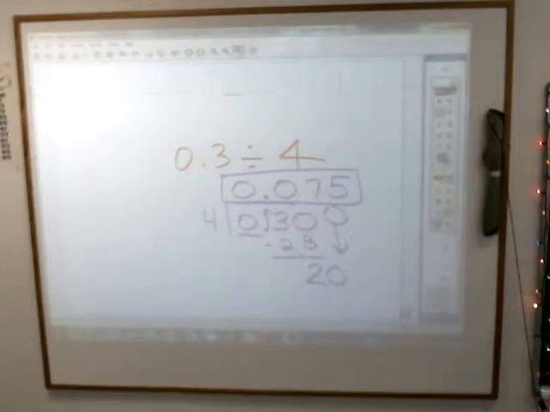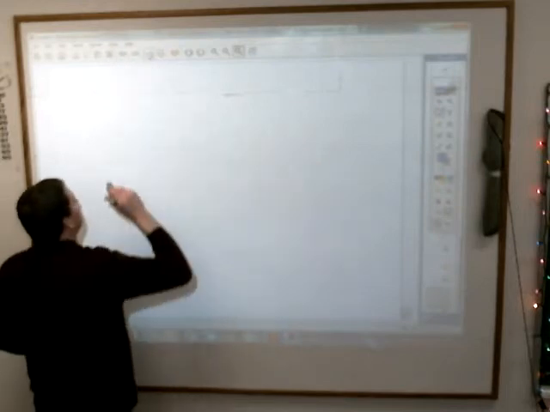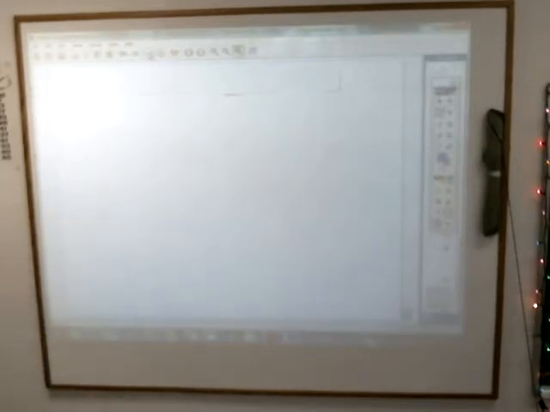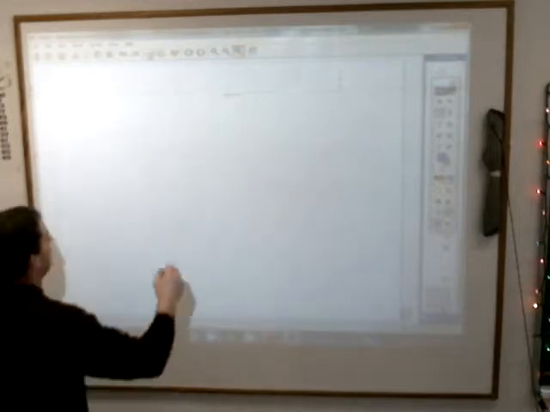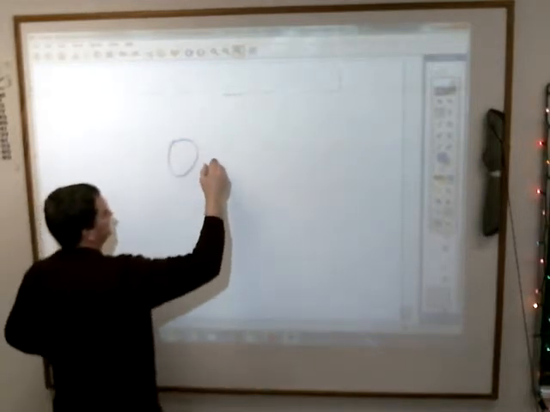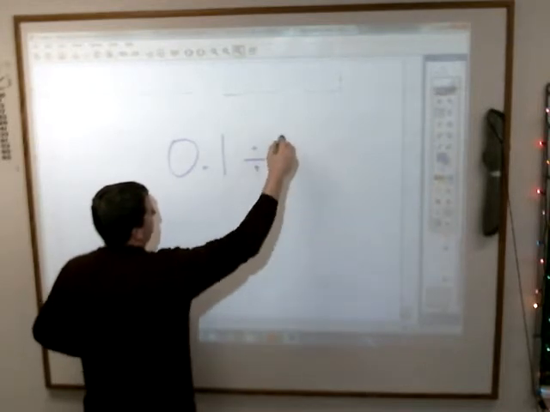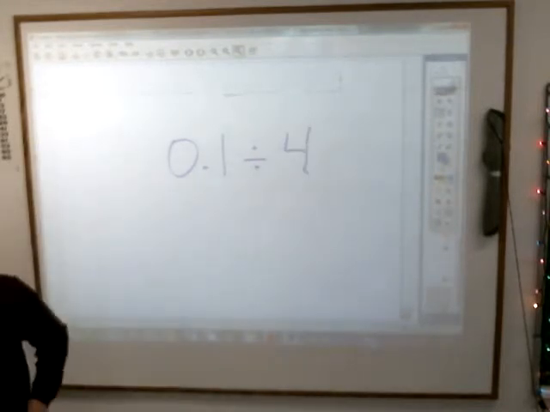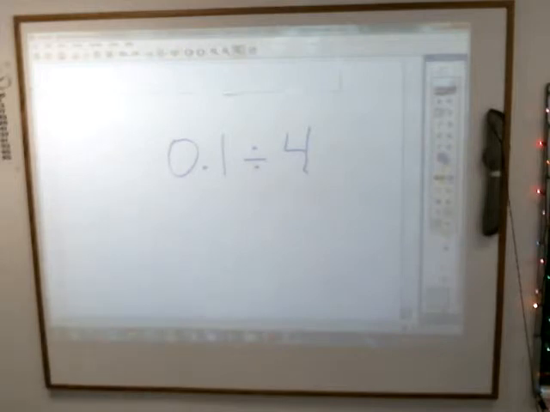I'll explain it. Let's do one more here while Smith thinks about the situation. I'll let you do this one. How about this? 0.1 divided by 4. It's like Smith's question, except a little different. You do this for me. Tell me what you get for an answer. Tell me what you get when you take 0.1 divided by 4. Please tell me there's not a 4 in your answer.